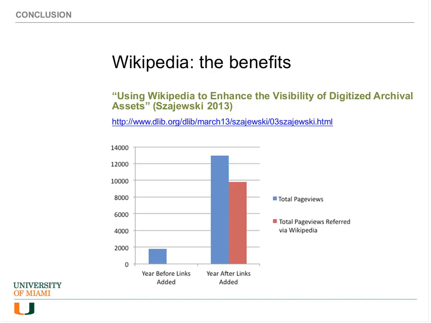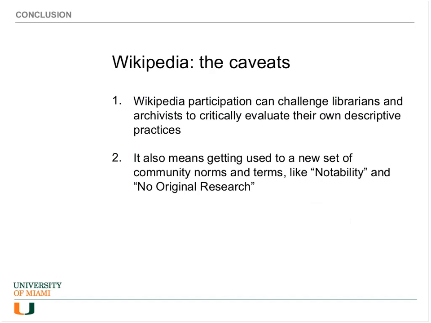And contributing our data to Wikipedia has definite benefits for us, too. A recent article in D-Lib Magazine by Michael Zajewski reported the Ball State University Library's experience with seeding links to its digital collections on related Wikipedia pages. They witnessed traffic to their digital repository spike, in some cases, by more than 5,000%. So those are the benefits.